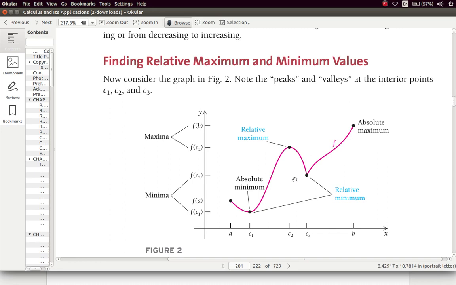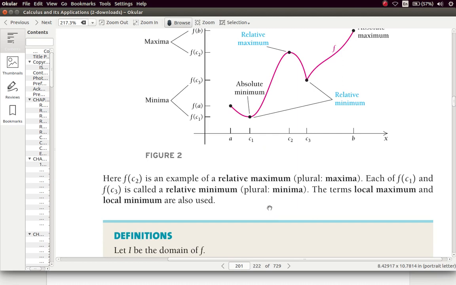Alright. Now the thing is, with this curve, you start at A and you stop at B. The highest point of all is here, so it's an absolute maximum. The lowest point of all of them is here, so it's an absolute minimum. Alright.